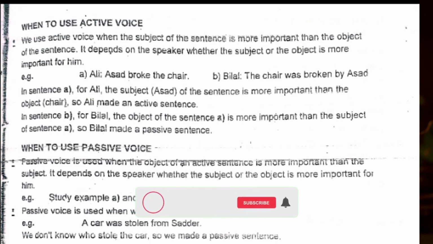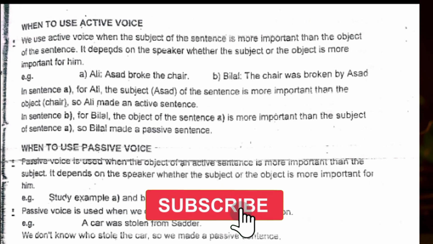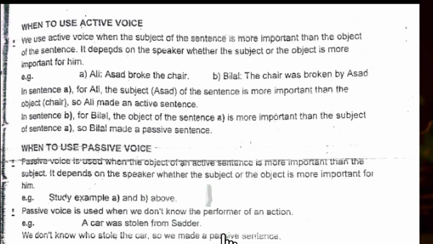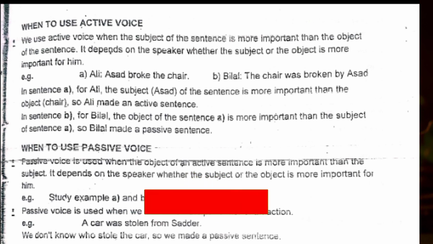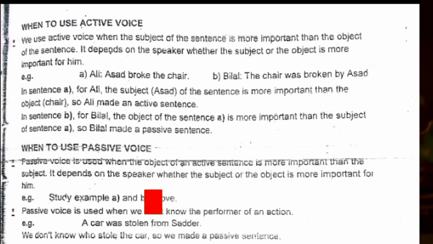Study example. Passive voice is used when we don't know the performer of an action. Example: a car was stolen from Sadr. We don't know who stole the car, so we made a passive sentence. Sadr is a place.